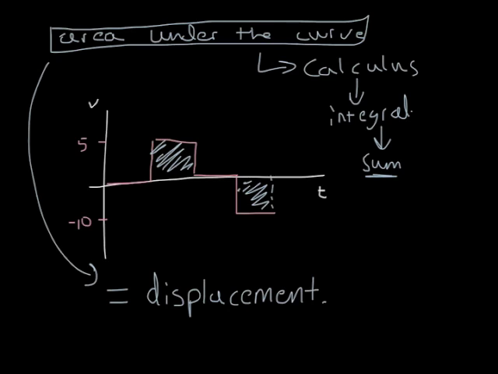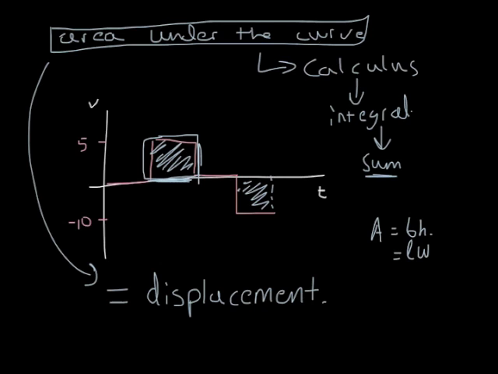Now to find the actual displacement, I need to find the area, and what's nice about our velocity curves is we've got nice rectangles here. Really easy to find. For the area of a rectangle, area is equal to base times height, or length times width. So we need two sides, this side and this side, and it turns out we're given both of them.